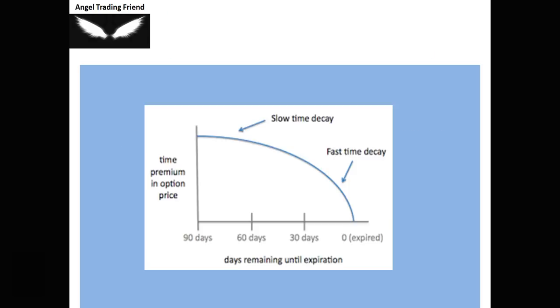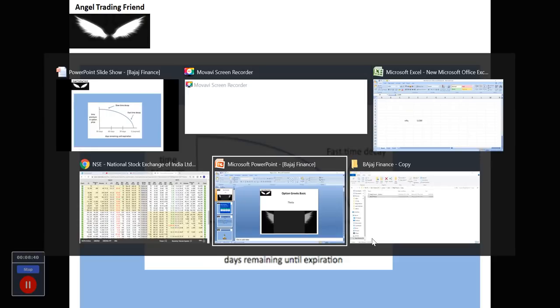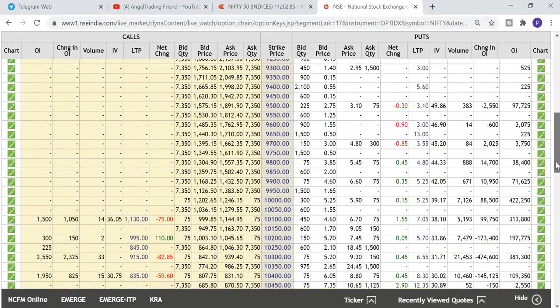It is on our side, and if you want to see a pictorial representation, this is exactly what the theta decay represents. The y-axis is the time premium in the option price, and the x-axis is the days remaining till expiration. Initially the time decay is very, very slow. But as it moves towards expiry, you can see it comes down to zero very fast. Ultimately, it goes down to zero. Just understand, slow time decay initially, at 90 days, 60 days, 30 days. But after it crosses 30 days, it moves down quickly towards zero by the time it reaches expiration.